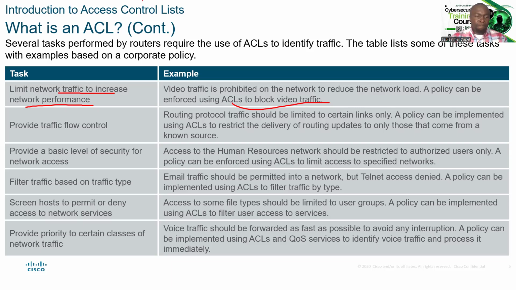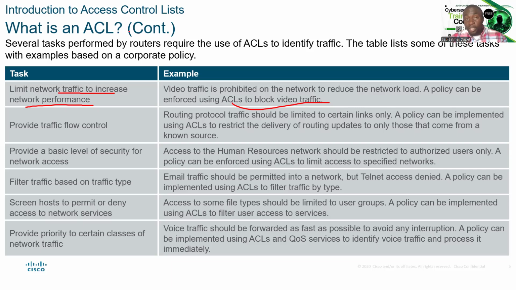Another one is to provide a basic level of security for network access. Access to the human resource network should be restricted to authorized users only. A policy can be enforced using access lists to limit access to a specific network. For instance, I don't want people in the production department to be able to access the network in the accounts department.